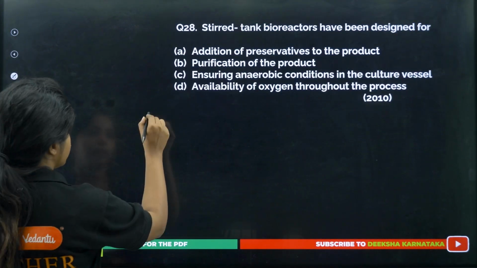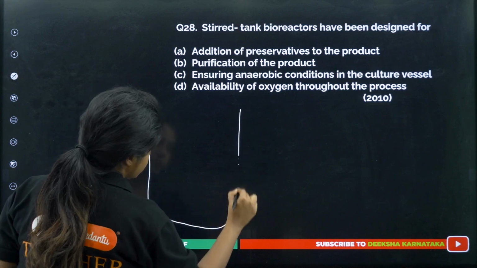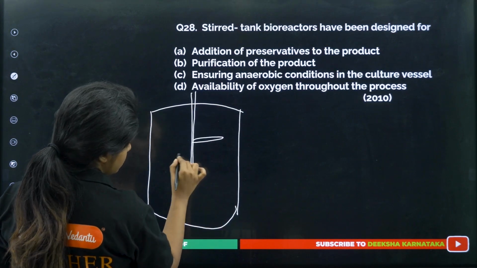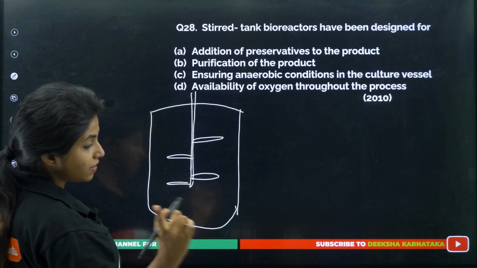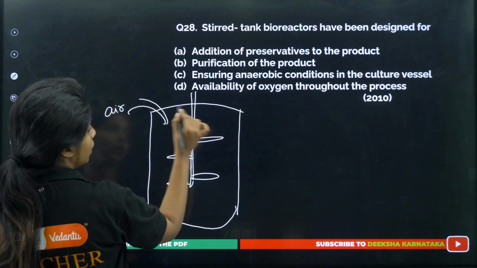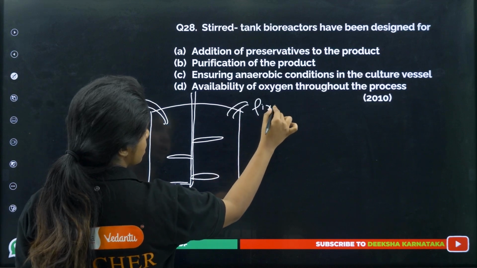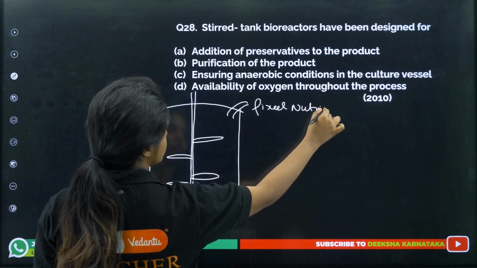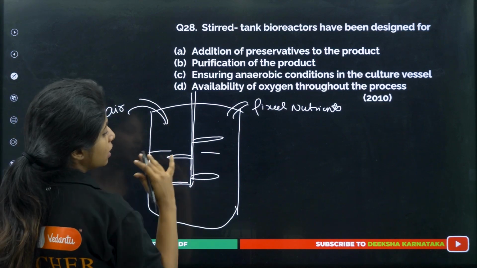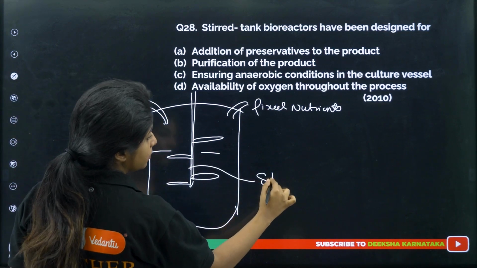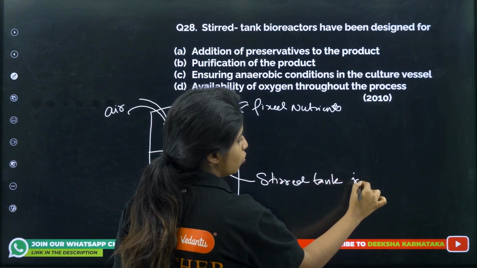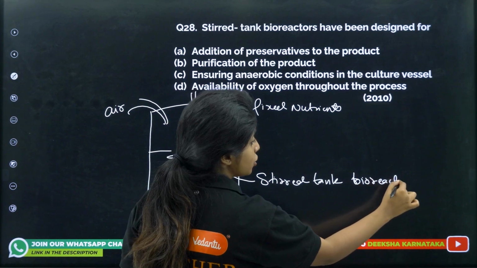So stirred tank bioreactor: there is a bioreactor like this where you have an agitator machine, which has blades which will be stirring the whole content, and you will be having a pump for air to get in. You will be having a pump for nutrients. You're putting nutrients, you're putting the medium and everything there, and it is basically mixing. So this is a stirred tank bioreactor. With this information, I want to tell you one more thing.